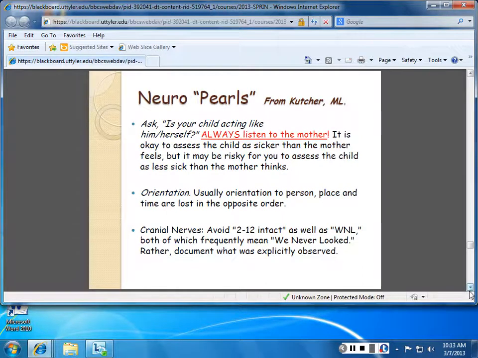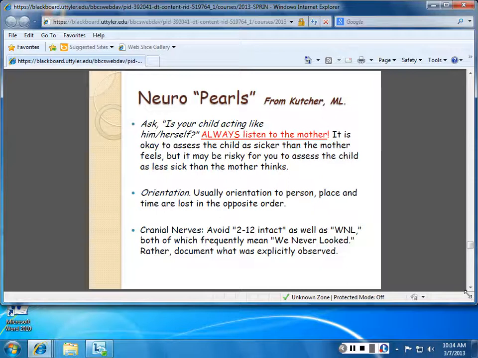It's always important to listen to the mom. I can't stress that enough. Mom knows her kids. And she knows when something is wrong. She may not know what is wrong, but she has that gut feeling that something is wrong. So, is your child acting like they usually do? Is something different? And it's okay to assess the child is sicker than the mom feels, but it's not okay for you to blow her off. If the mom thinks something is wrong with this infant, check it out.